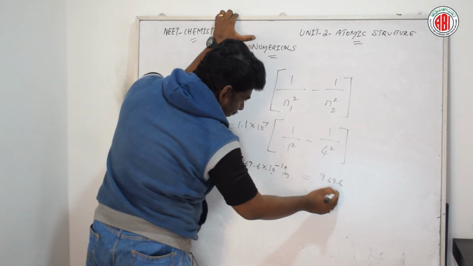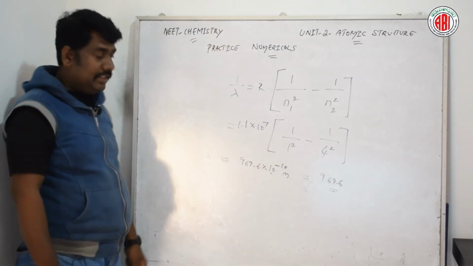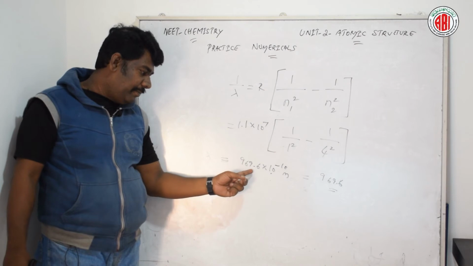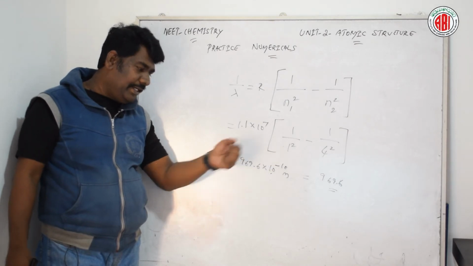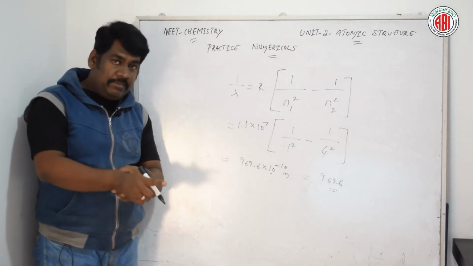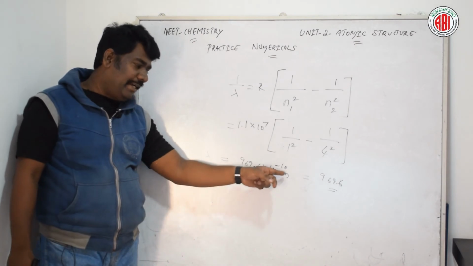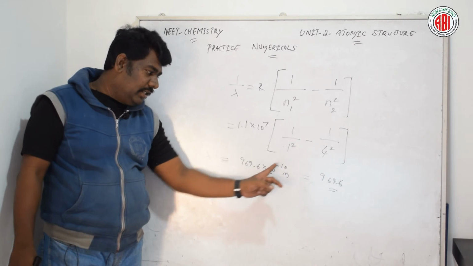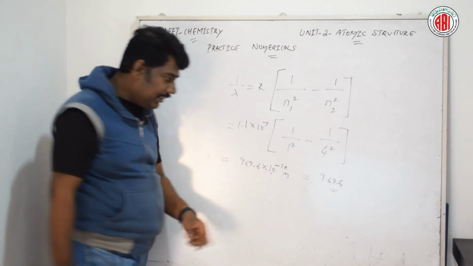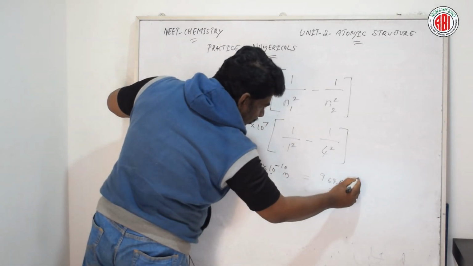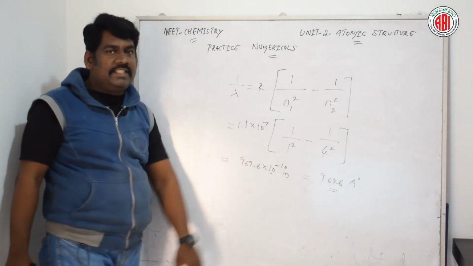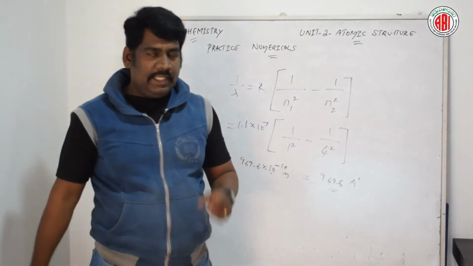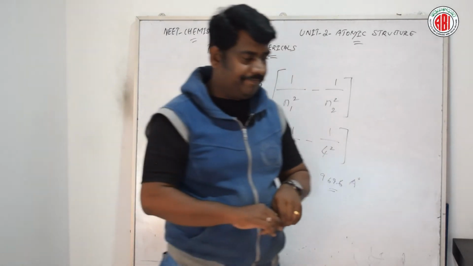So we can write the answer as 969.6. Understand? So lambda value is 969.6 into 10 to the power of minus 10 meter. 1 Armstrong value is equal to 10 to the power of minus 10 meter. So we are converting into Armstrong value, removing this 10 to the power of minus 10 meter as Armstrong: 969.6 Armstrong. By this way we can solve this problem. Let us go for the next question.